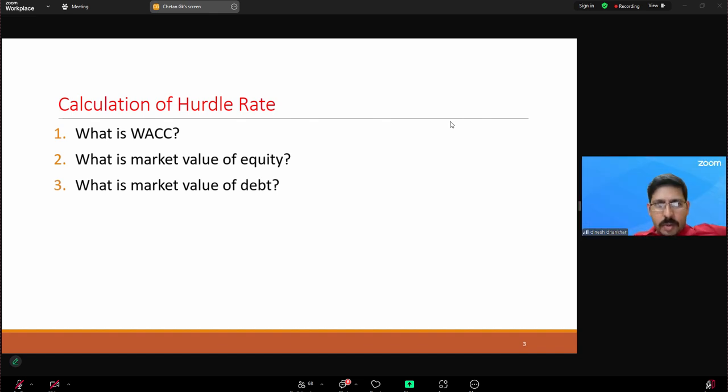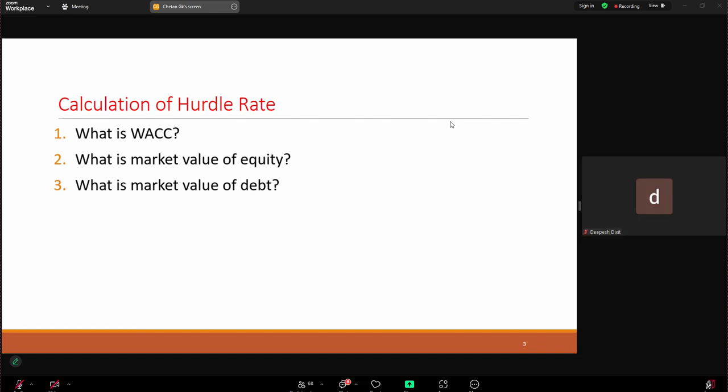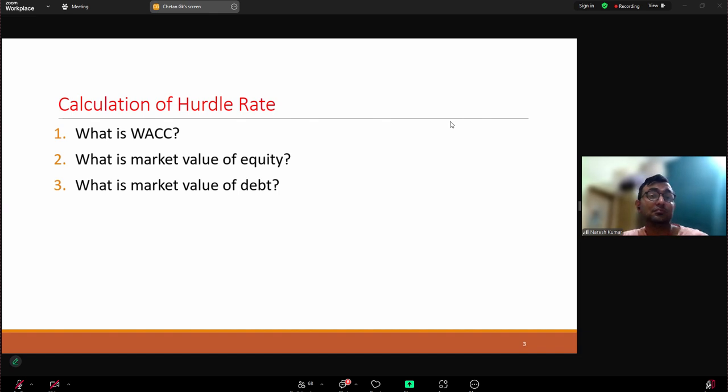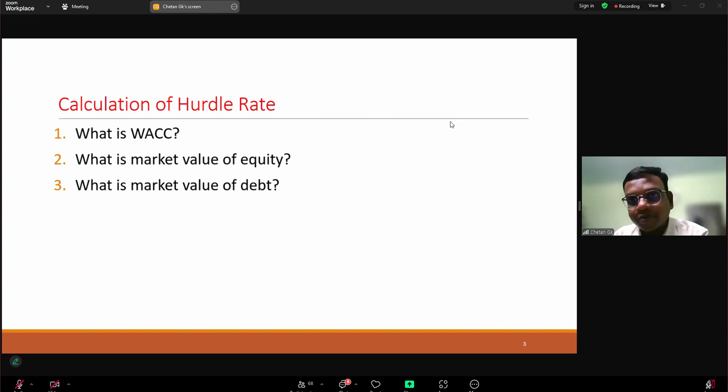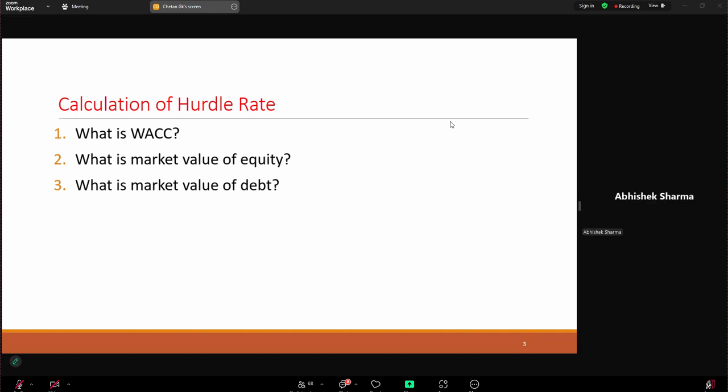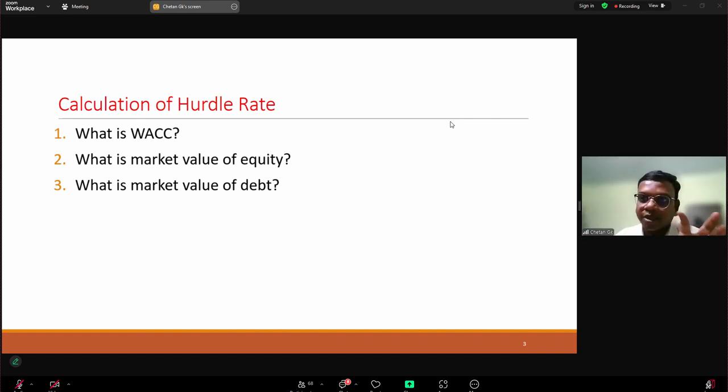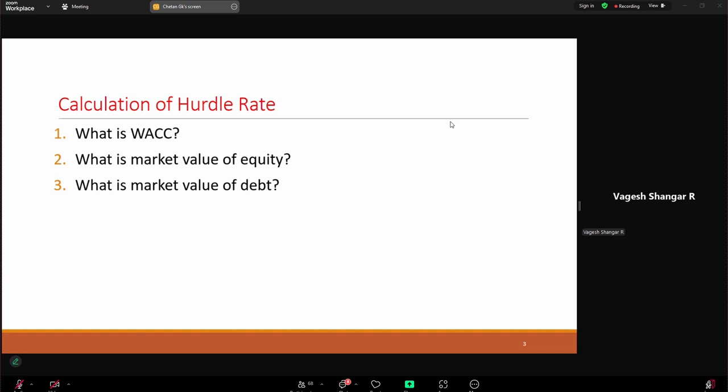Market value of debt is equal to book value? What is market value of debt? It's the market price at which investors would like to buy the company's debt, the debentures. Market price multiplied by the number of debentures, that is, the current market price of the debentures multiplied by the total debentures outstanding.